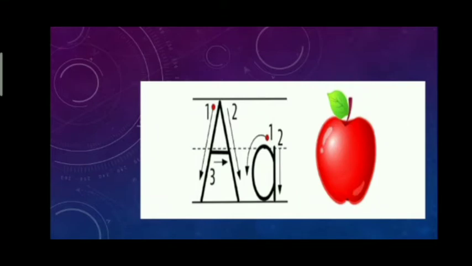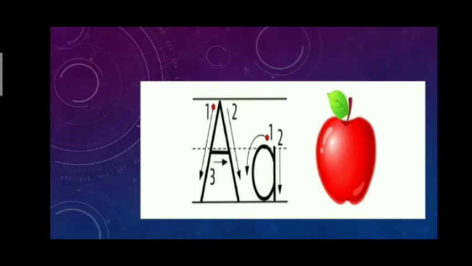First we will make a slant line with the number 1. Number 1 is written. From there we'll make a slant line. Then number 2. Then 3. Same as with the small a. This is capital A. Next to it is small a.